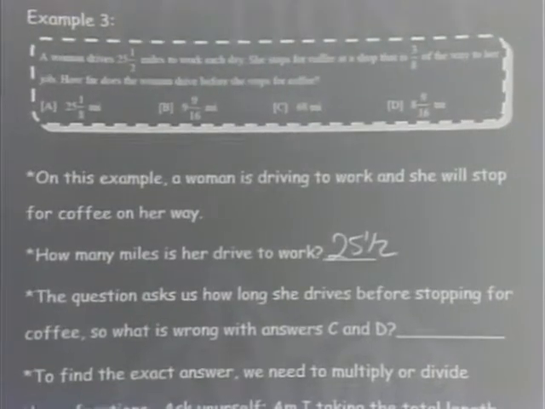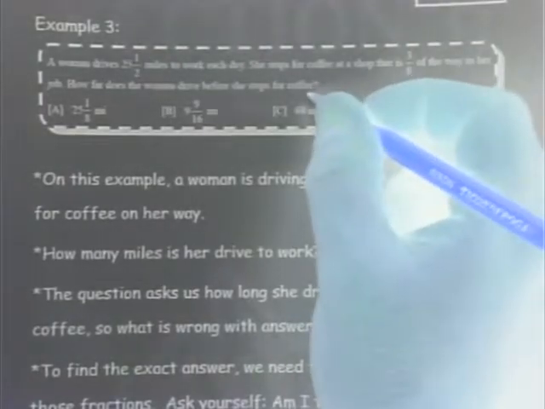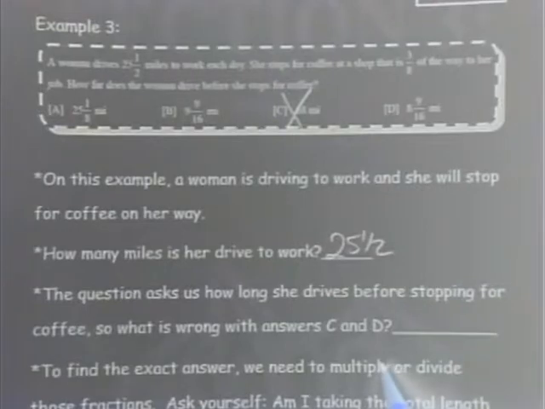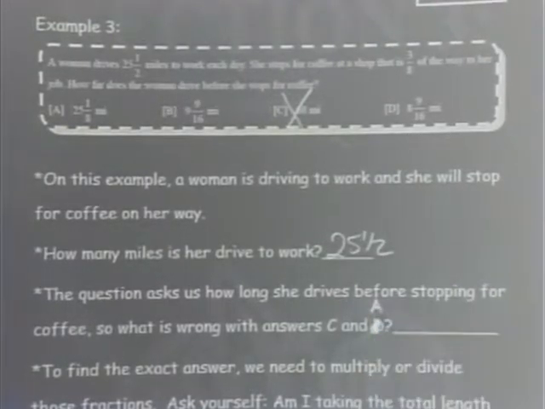So what's wrong with answer C and D? How long does she drive before she stops for coffee? What's wrong with answer C? How long is her drive to work? 25.5. So why would she be going 68 miles to stop for coffee? That one doesn't make any sense. The other one, actually, I guess it's not C and D. It's C and A that have a problem, right? Yeah. D is perfectly fine. So I'll have to fix that in a minute. What's wrong with A?